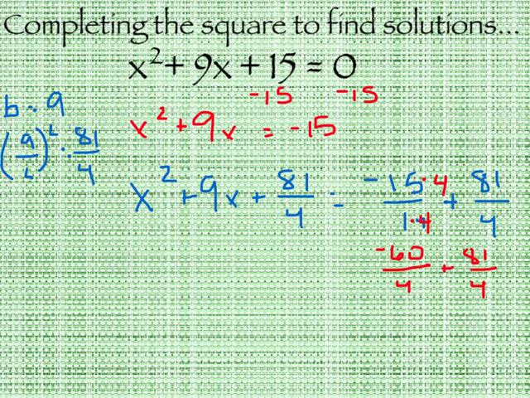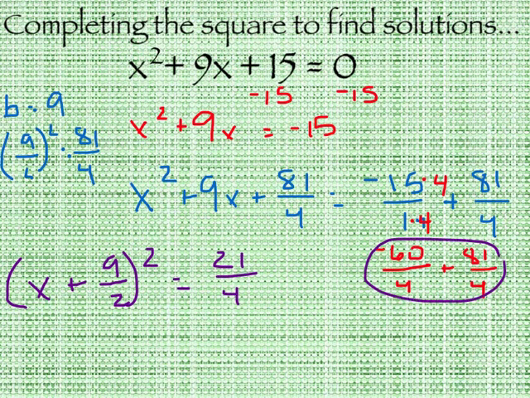Now, working all this out together, what is our new equation? Our new equation is going to be the factored x plus 9 over 2 squared equals 21 over 4, which is, again, just that combined. Solve it out to find our solutions.